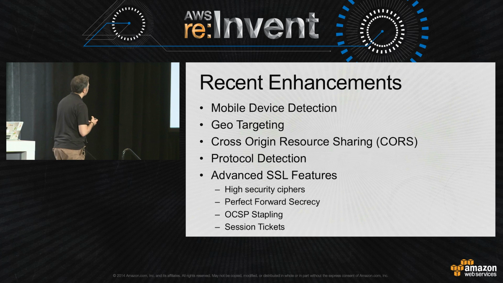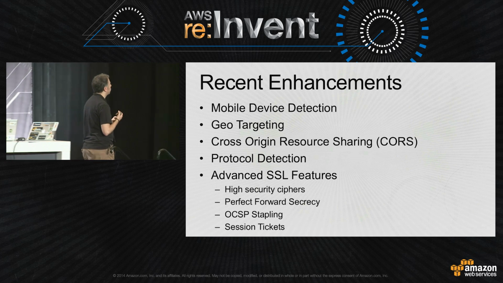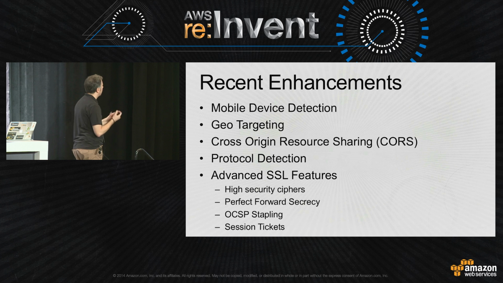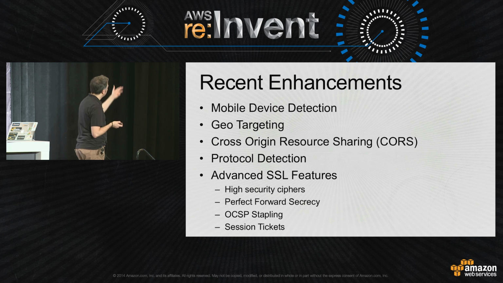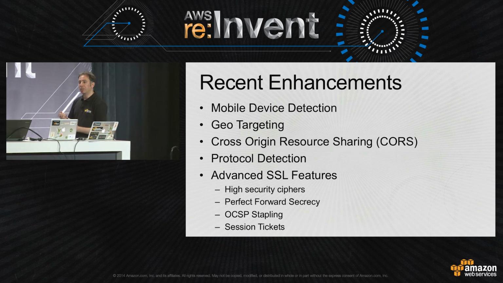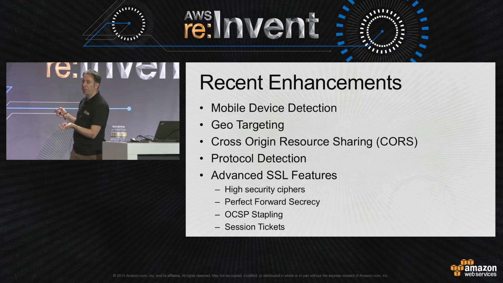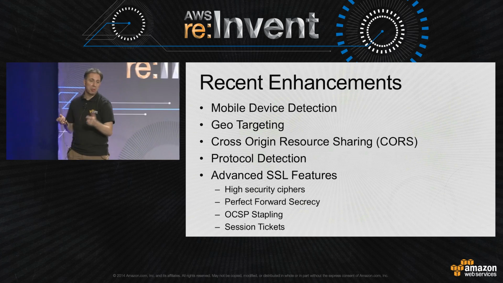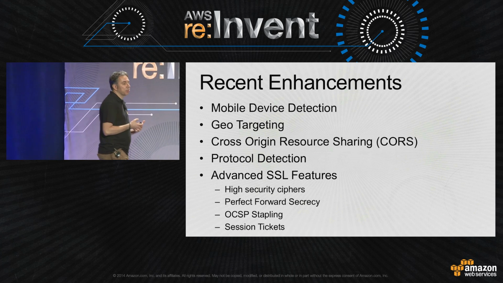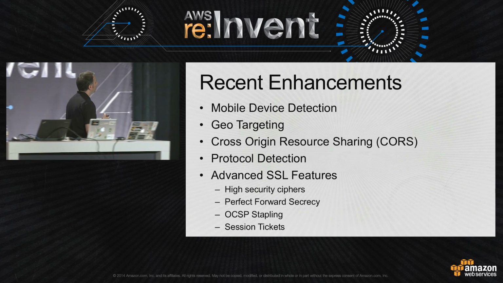You can implement cross-origin resource sharing for JavaScript. This is useful if you want to run JavaScript across different domains, so you can specify the other domain via the Origin header. You can have protocol detection, so you can specify if the content can be served in HTTP or only in HTTPS, because maybe it's premium content and you don't want to send it over the network in the clear.